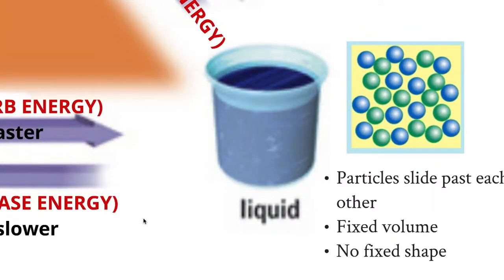Now, in the liquid, the particles are kind of sliding past each other. They're kind of rolling over each other. They're not locked in a fixed position. So while liquids do have a fixed volume, they don't have a fixed shape. Liquids take the shape of their container.